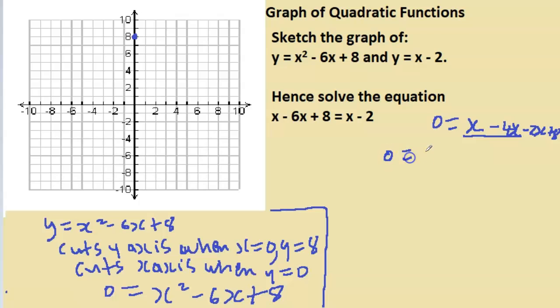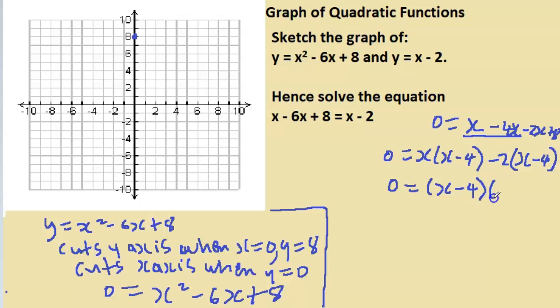So the first group we factor out x. Well, it's actually x squared minus 4x. So we factor out x, we have x minus 4. And in the second group, we factor out minus 2. We have the same bracket x minus 4. So the common bracket there is x minus 4, and outside, we have x minus 2.